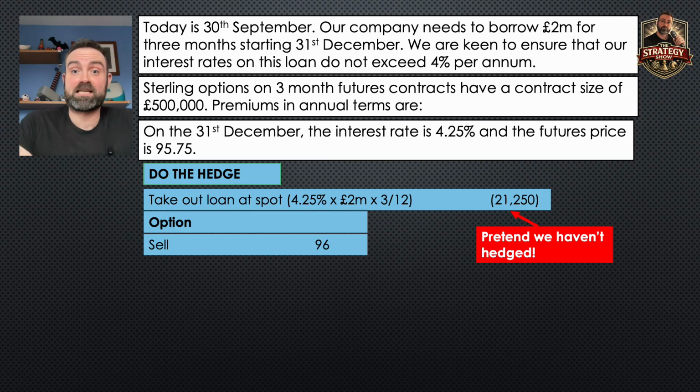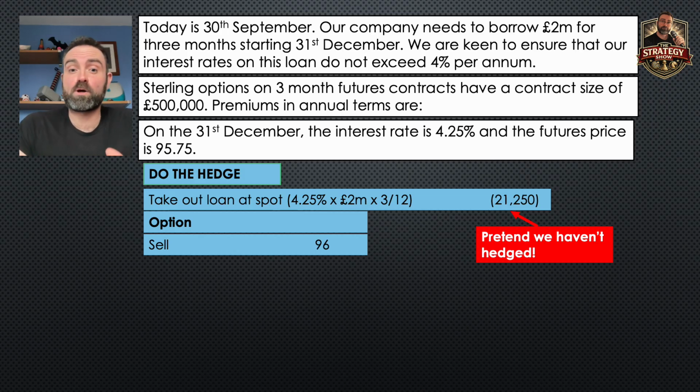On the date of the transaction, so on the 31st of December, the date we take our loan out, we have to consider if we want to close the future out by doing the exact opposite of whatever we started with. So as we sold futures on the 30th of September, we have to decide if we want to buy them back on the 31st of December to complete the hedge. And to do this, we'd have to pay whatever they're currently trading at.